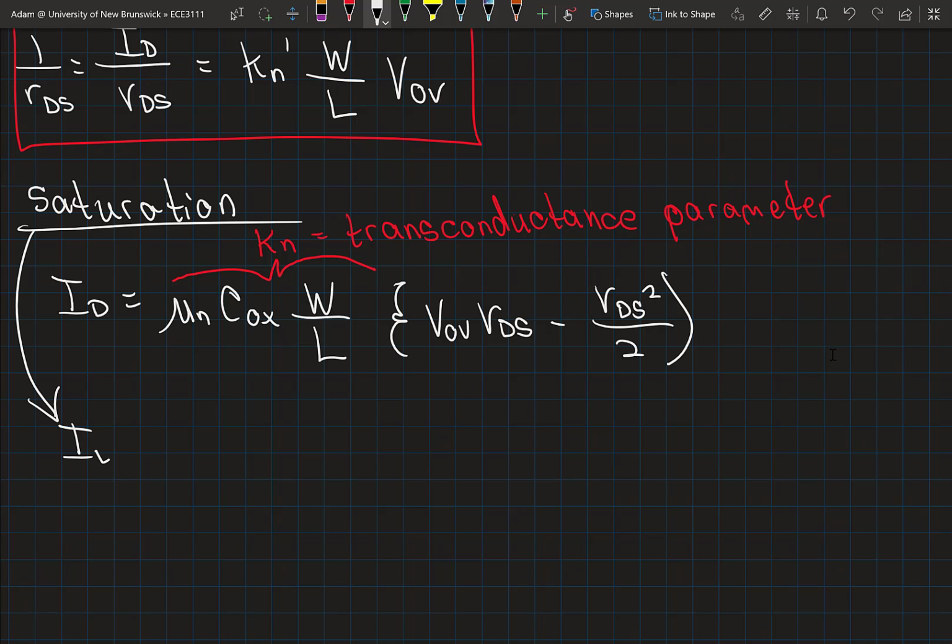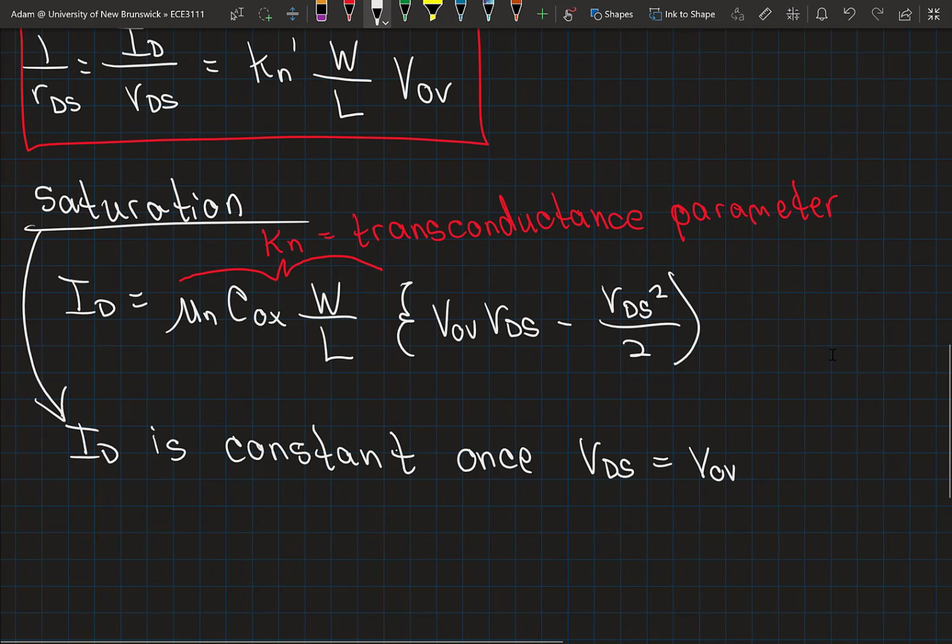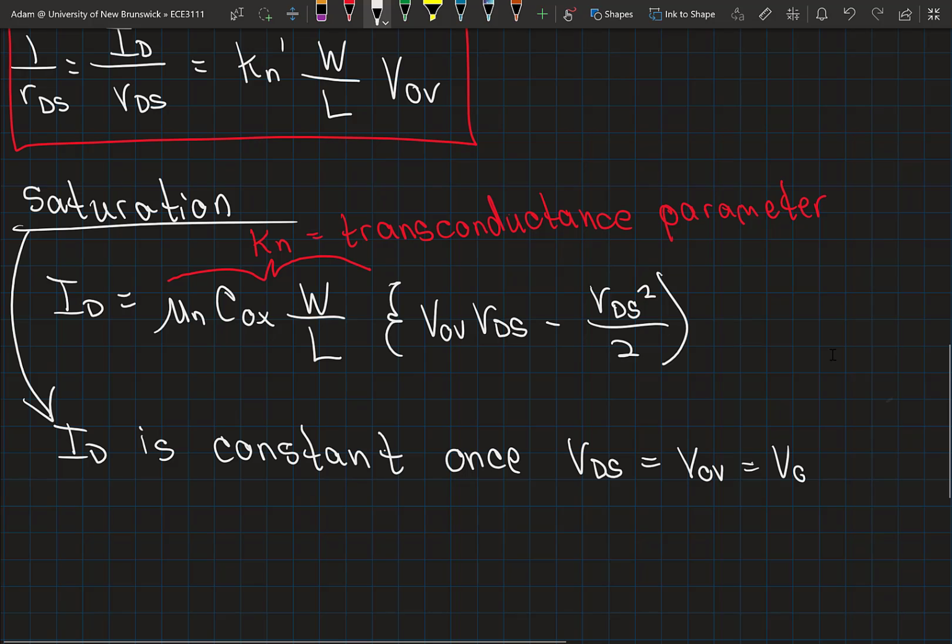Okay, but we said at saturation, or at least at the edge of saturation, the drain current is constant once VDS is equal to the overdrive voltage, which is our gate to source voltage minus our threshold voltage. Okay, that's where pinch off occurs and our drain current becomes constant.